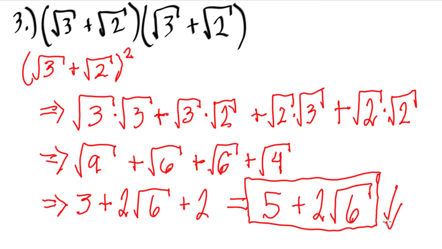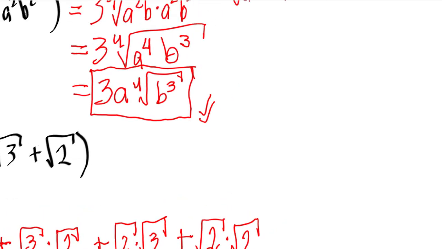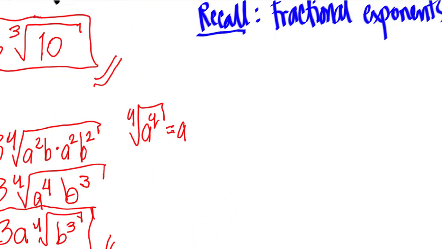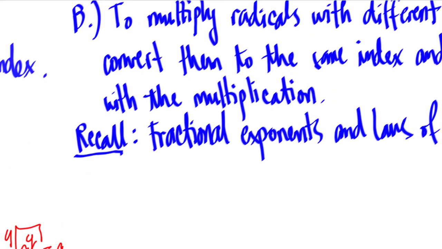Okay, so that's for letter A if they have the same index. So let's proceed to letter B. What if they don't have the same index? What if that happens? Let's see here. Okay, so this is our letter B.